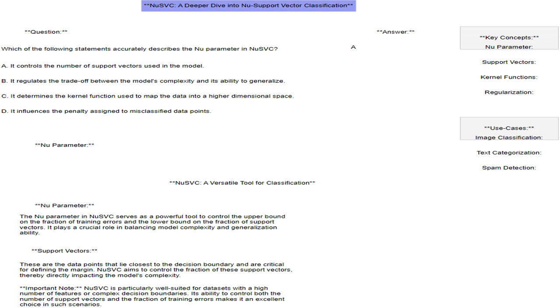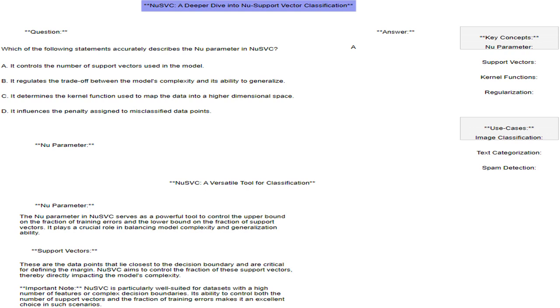Kernel functions are used in SVMs to map data into a higher dimensional space, where linear separation becomes possible. This allows SVMs to handle nonlinearly separable data. The choice of kernel function depends on the specific problem and data characteristics. NuSVC supports various kernel functions, including linear, polynomial, radial basis function (RBF), and sigmoid.